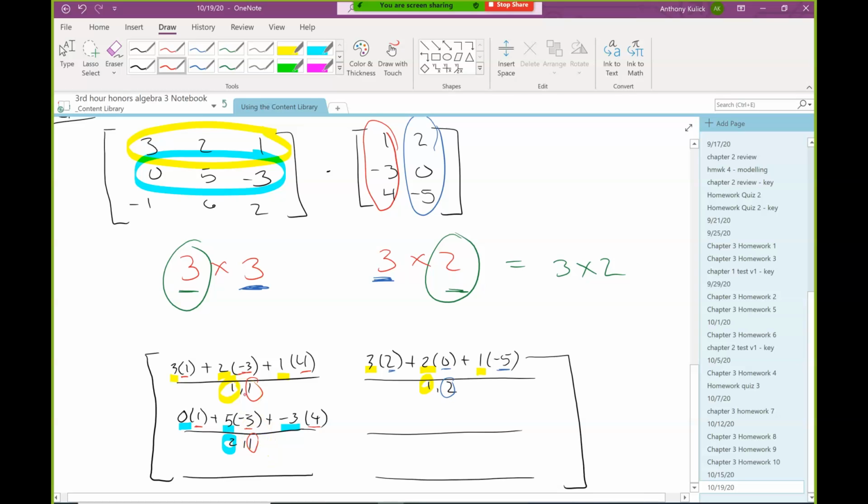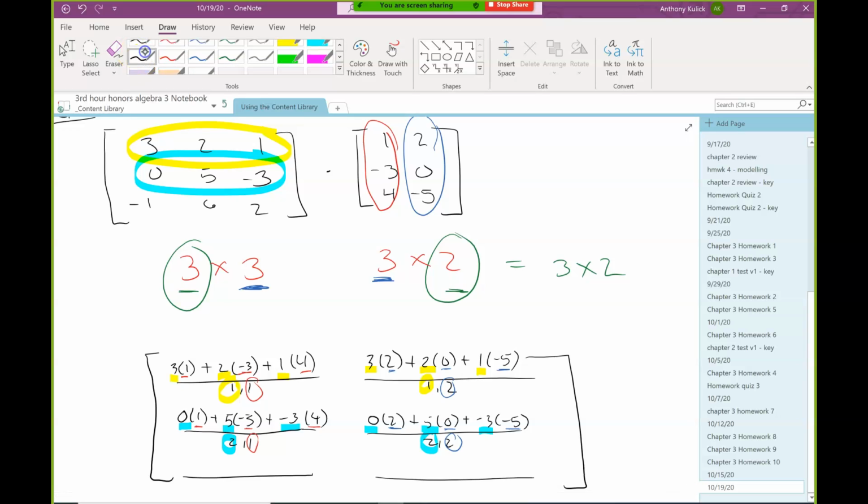So I'm going to do all this silly color coding and all that so that when you go back and look at your notes, things hopefully make sense and you can see where these numbers come from. Oops, need a color for that one.